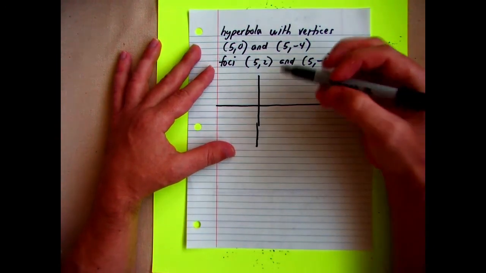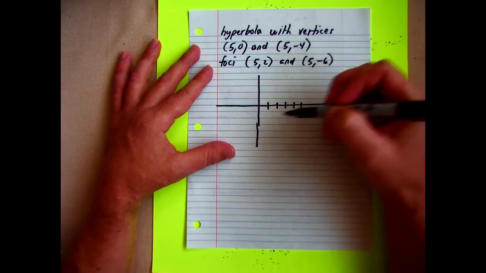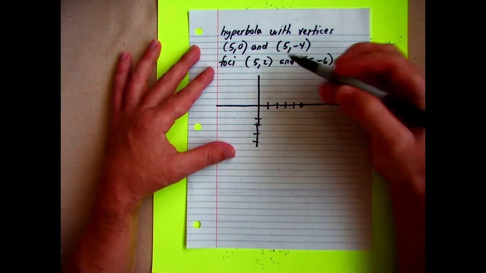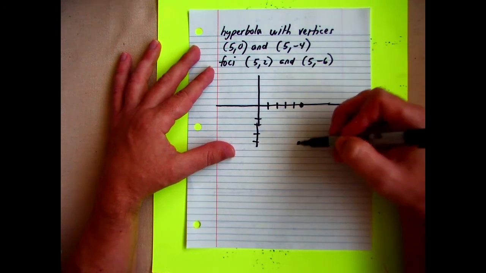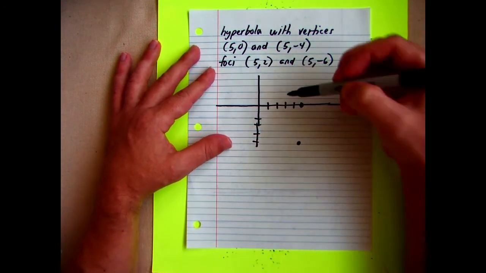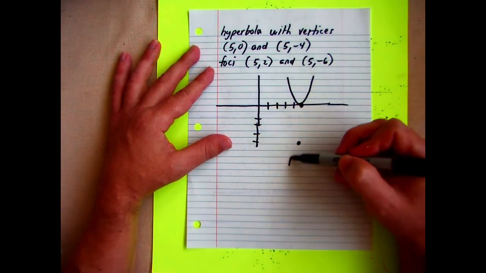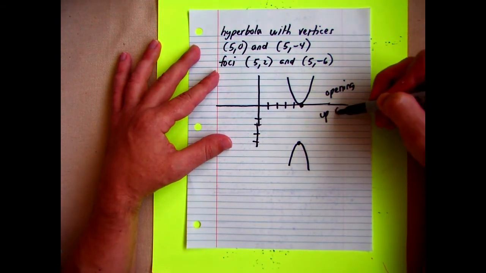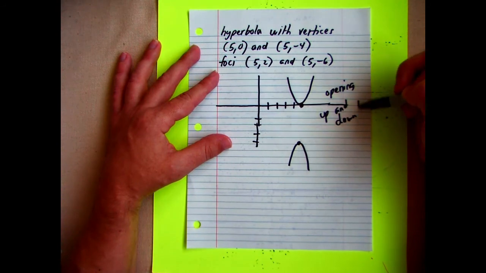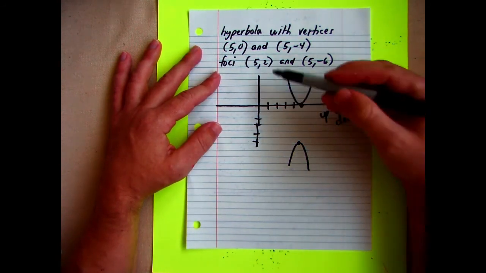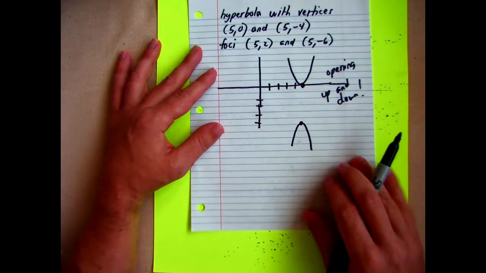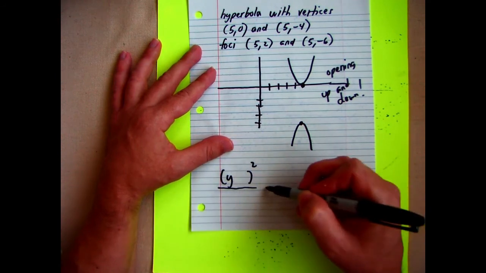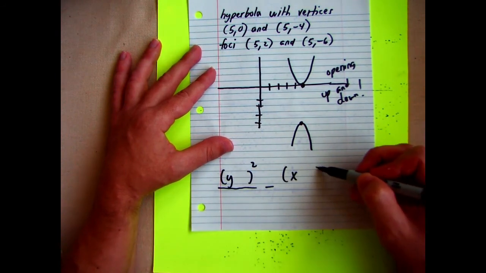Okay, we got another one here, hyperbola. So let's try a hyperbola here. I want a hyperbola with vertices (5, 0) and (5, -4), and foci (5, 2) and (5, -6). Well, again, sketching it is going to help you figure things out. We can see that the vertices are above each other, right? So this graph opens up and down. And we know what that means in terms of the equation. When it opens up and down, y squared is first.